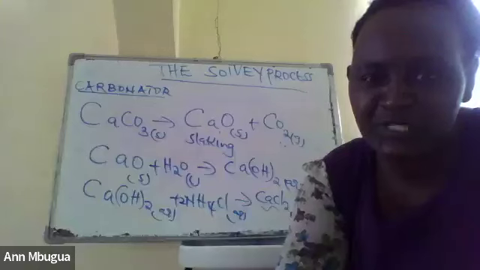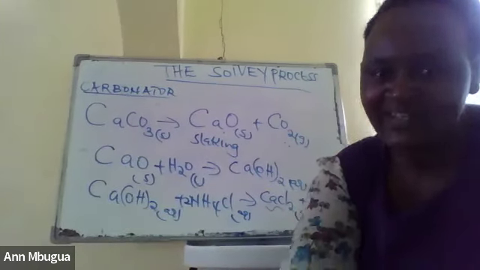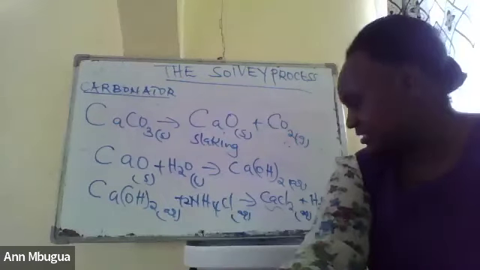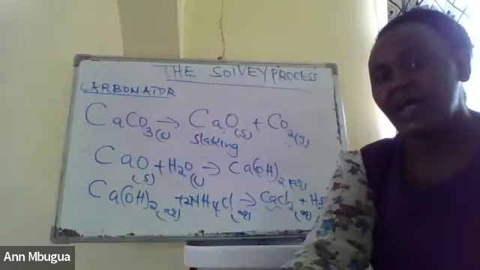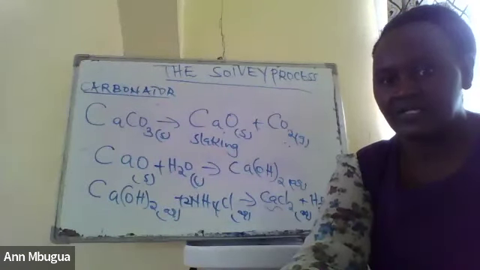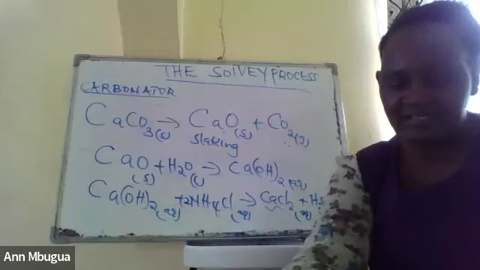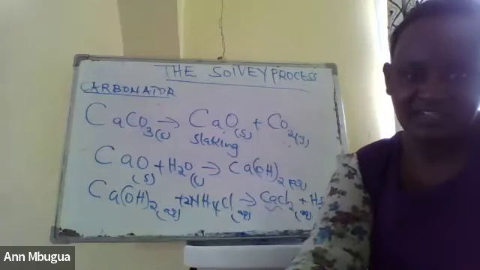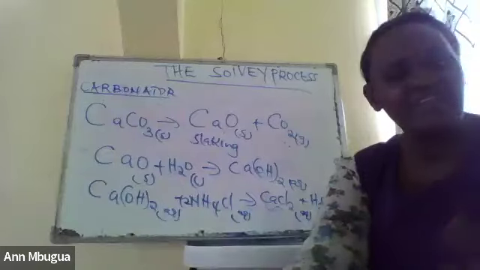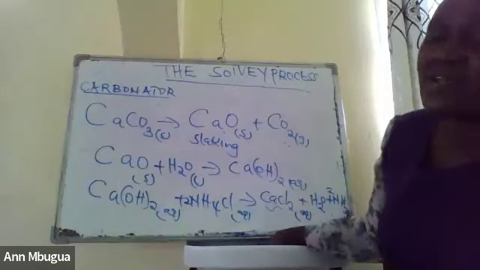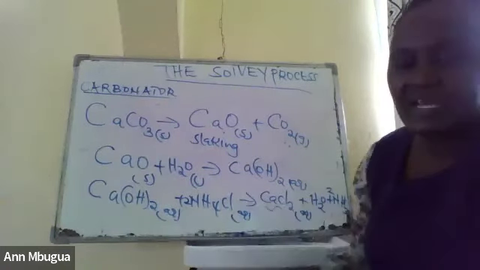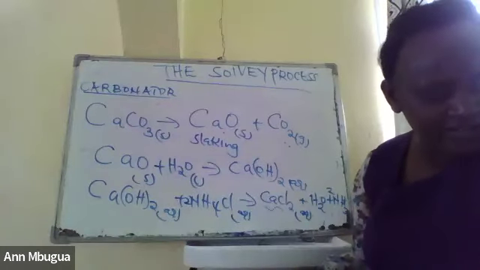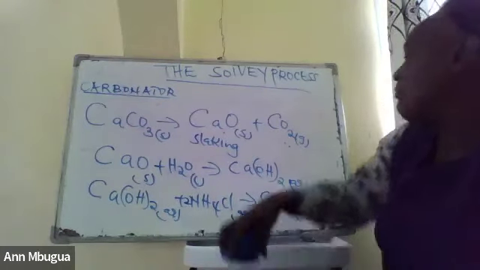Someone is telling me to repeat from carbon 4 oxide and the ammoniacal brine. I will repeat, there's no problem. I said, what are the products that are recycled? We have carbon 4 oxide, we have ammonia, we even have water. All those are recycled. So someone has requested I repeat from carbon 4 oxide and ammonia.